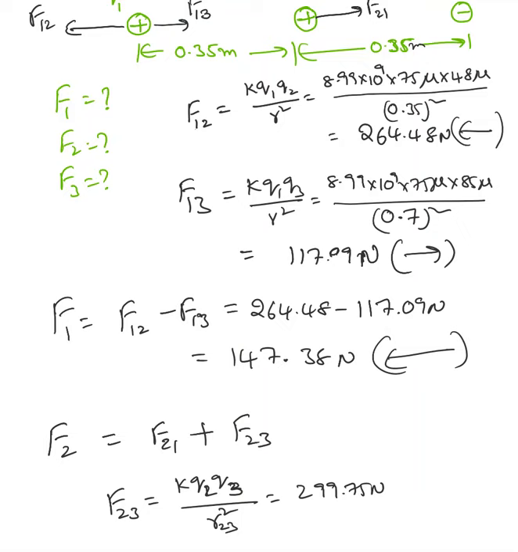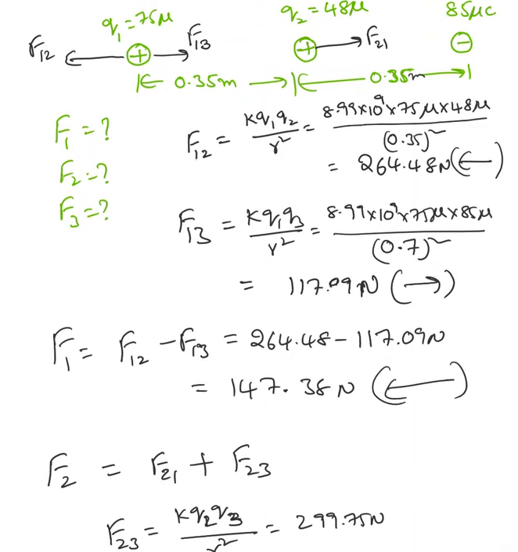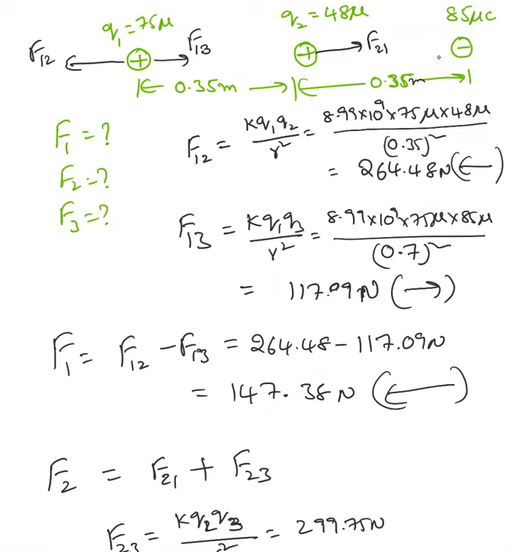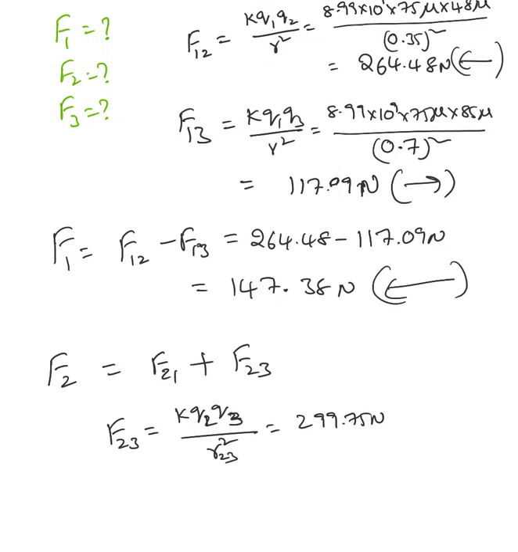is 299.75 Newton. Now which direction is that force going to be? Force on 2 because of this charge is also in the same direction. This is force on 2 because of 3. Because that's an opposite charge, it's an attractive force. So this is going to be in the same direction, and F21 equal to 264.48 Newton. That is also in the same direction.